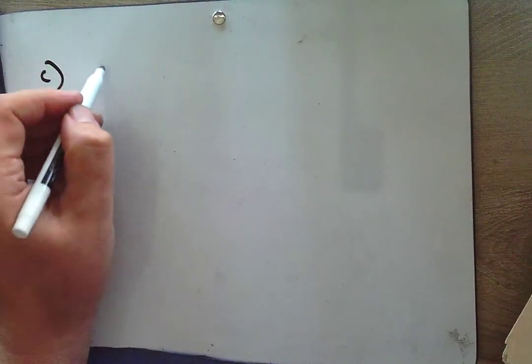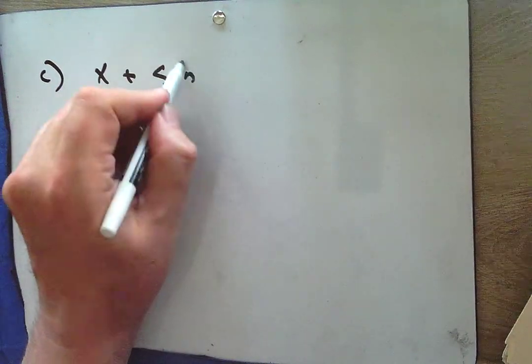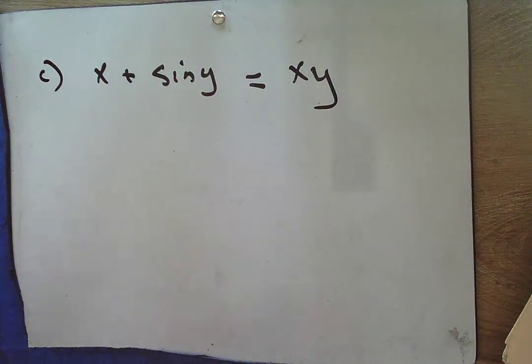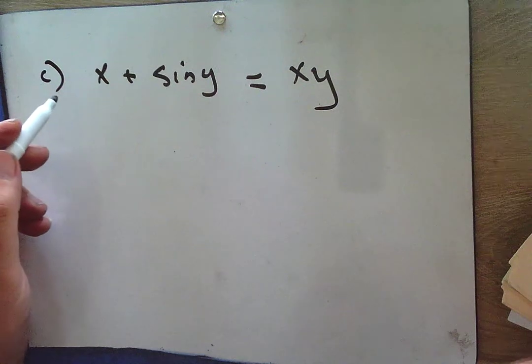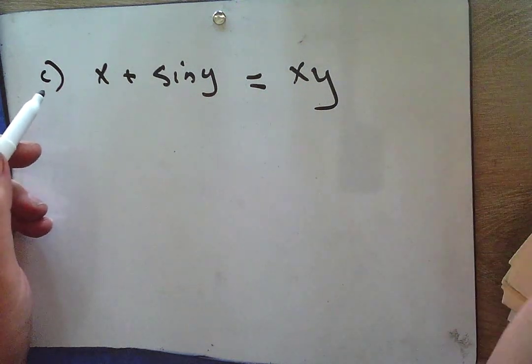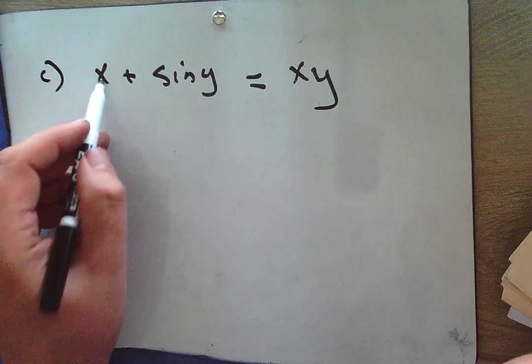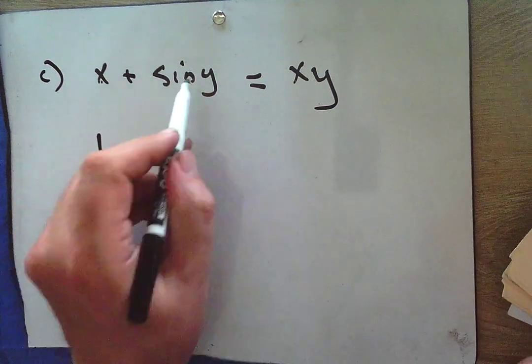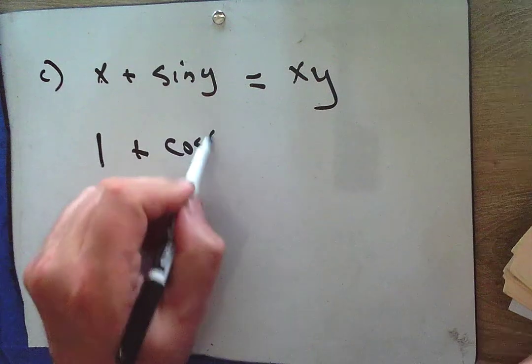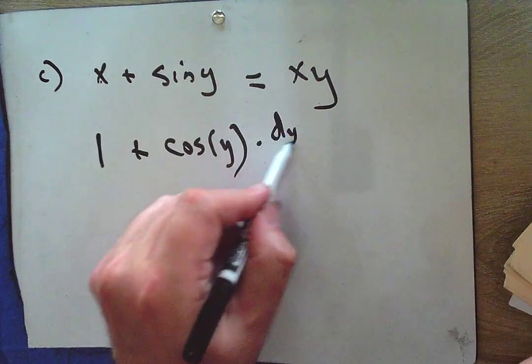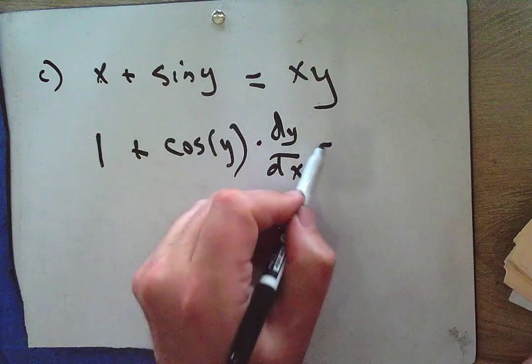And the third problem is x plus sine y equals xy. Okay, so again, we're looking for dy dx, which means we're not going to be done until we have dy dx by itself. So let's take the derivative here. Derivative of x is 1. The derivative of sine is cosine, leave the inside alone, but then come back and take the derivative of that inside stuff with respect to x.